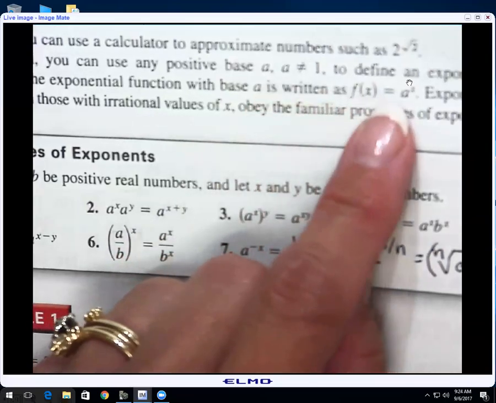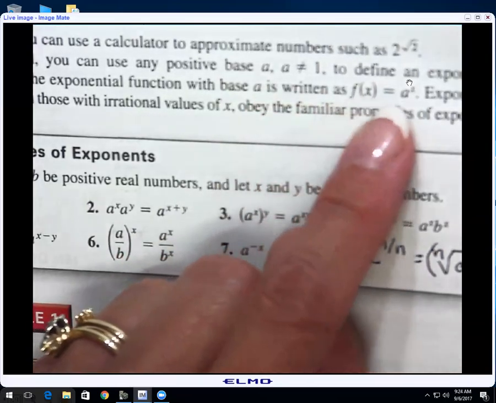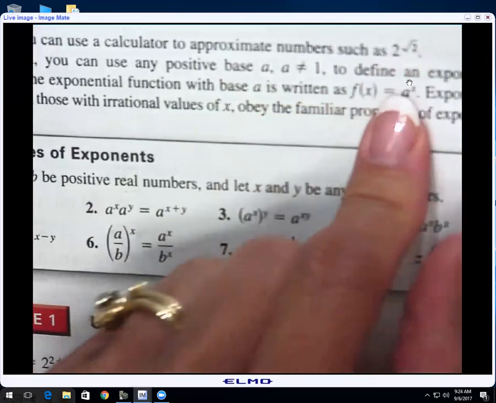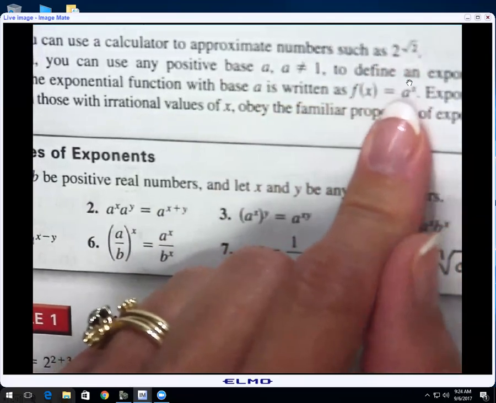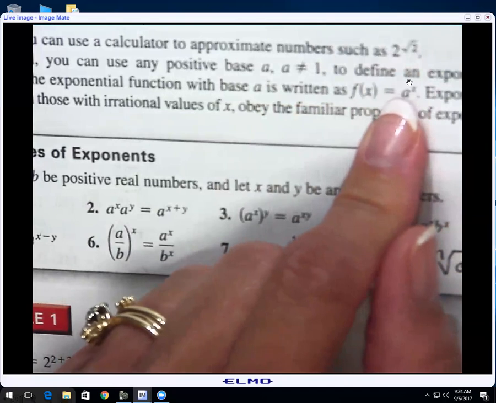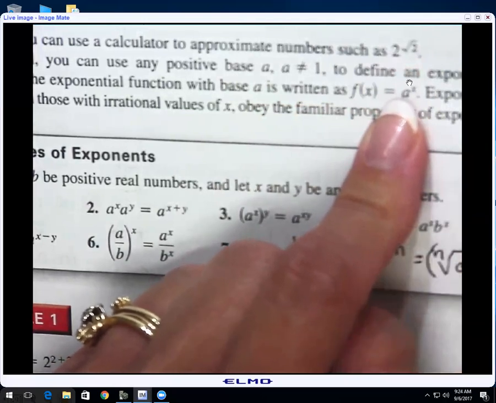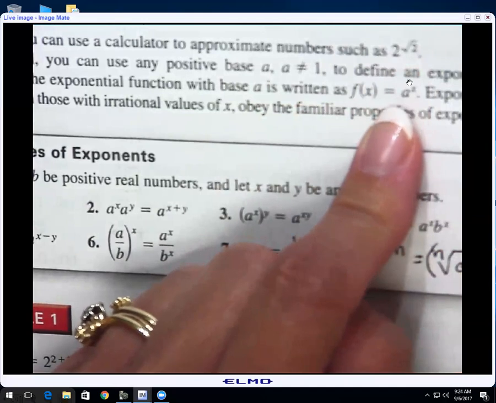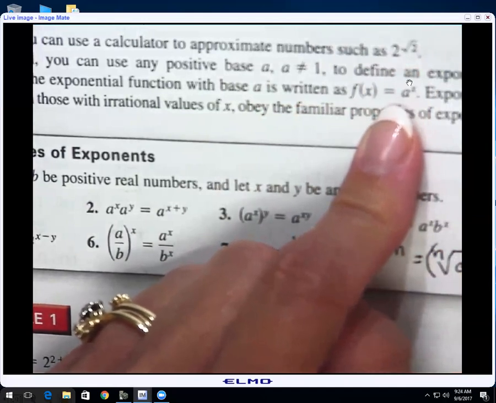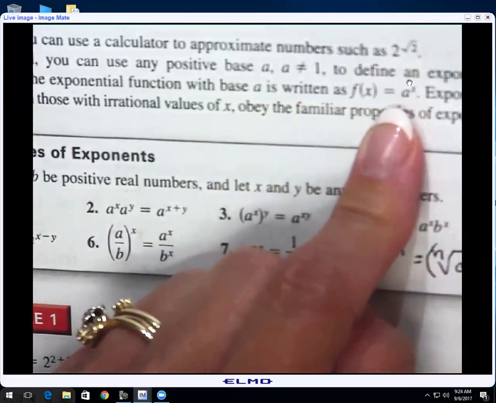Here's why we don't use a base 1. If this was f of x equals 1 to the x, what would the graph be? All the y's would be 1. And what's the graph of y equals 1? That's just a horizontal line. If I let a be 1, then I'm just graphing a horizontal line, and that's not very interesting.